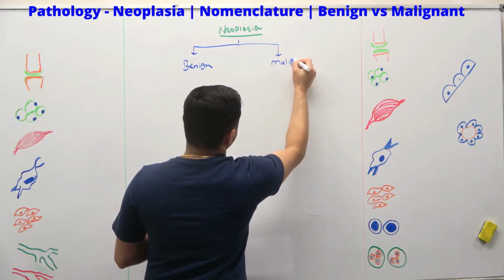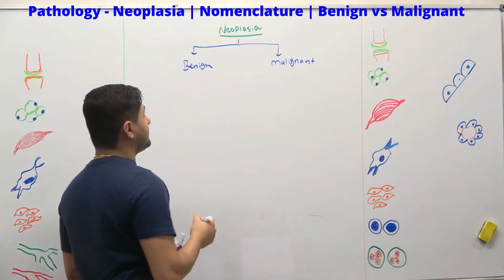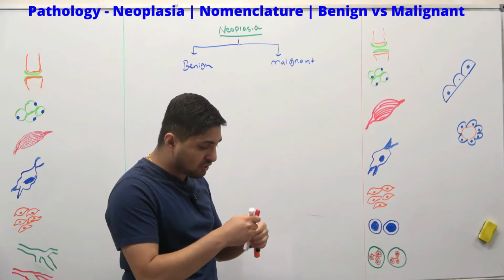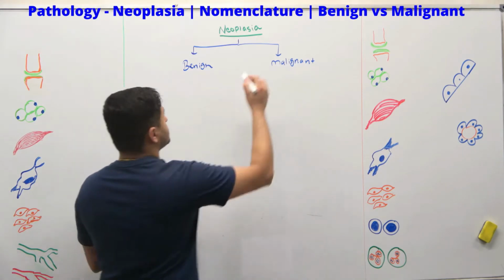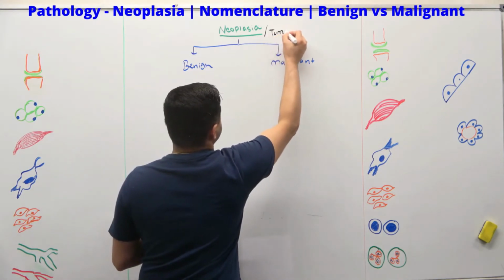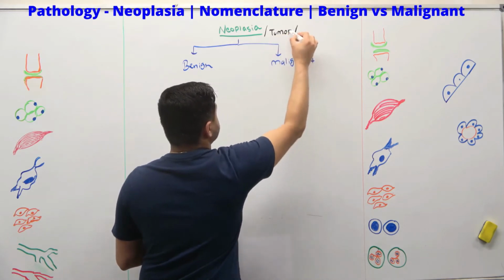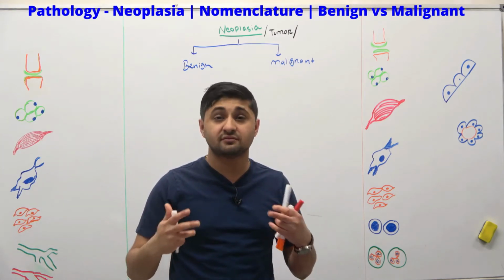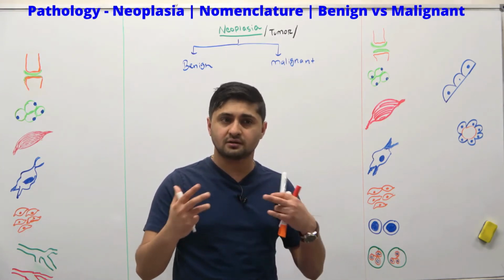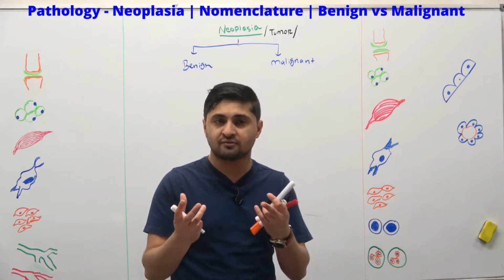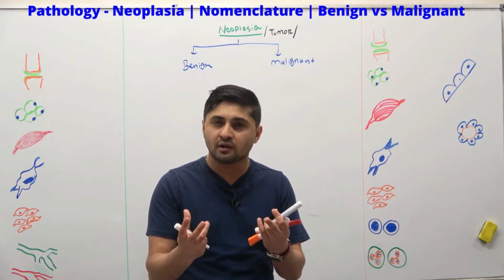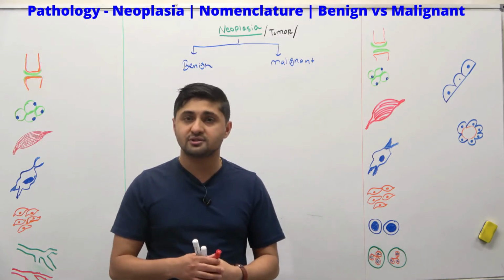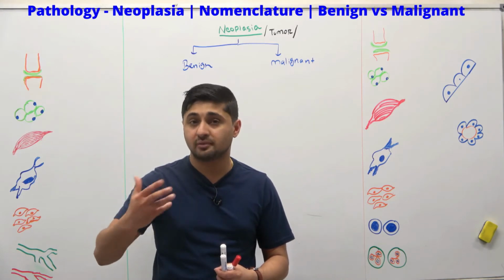Now remember, we're talking about benign tumors or malignant tumors. This neoplasia, we can simply say tumor. This word tumor is actually one of the cardinal signs of inflammation. Originally it described swelling; anything that was swollen, we used to call tumor. But in the modern era, whenever we say tumor, we're referring to a neoplasm.